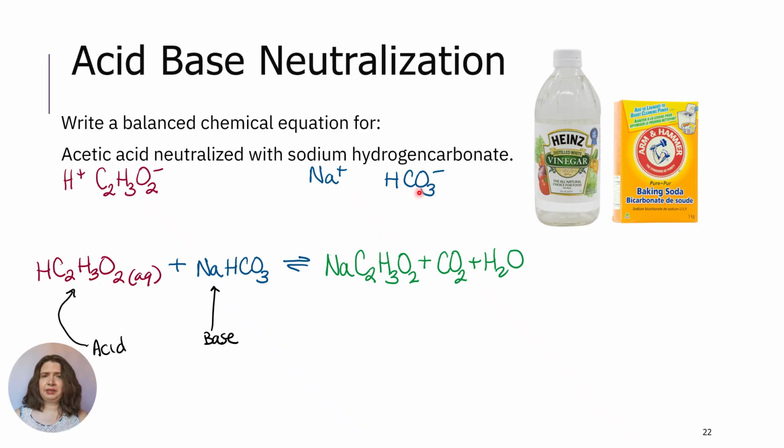Carbonic acid is unstable and immediately decomposes into carbon dioxide gas and water. Overall, the products are sodium acetate, carbon dioxide, and water. In this reaction, acetic acid is the acid, and sodium hydrogen carbonate is the base. Notice that the acid and the base neutralize one another. The remaining solution is primarily sodium acetate dissolved in water, while carbon dioxide gas escapes as bubbles.